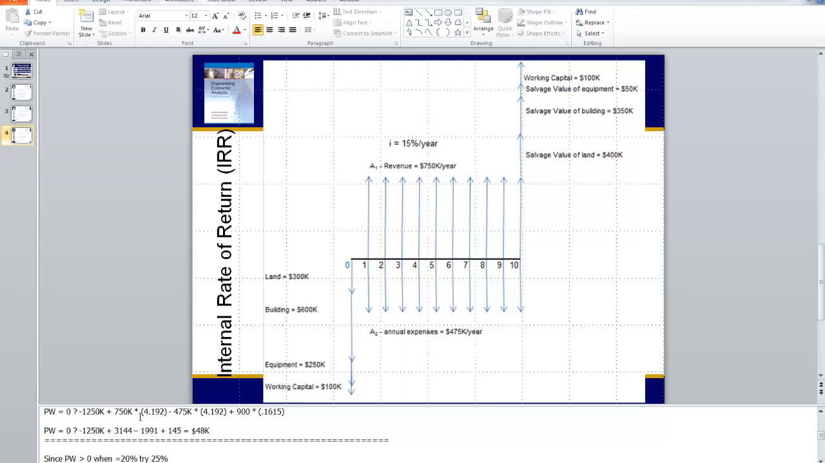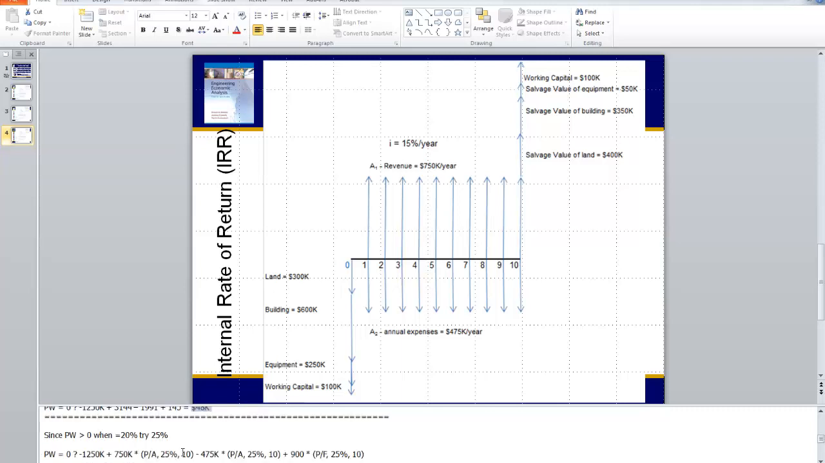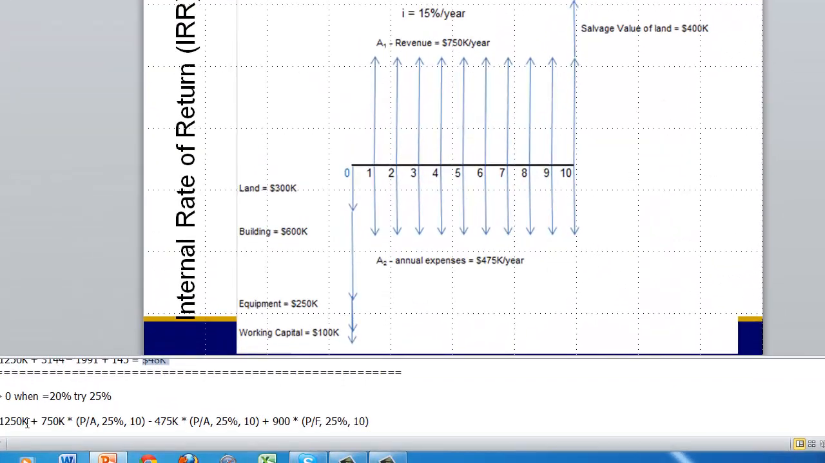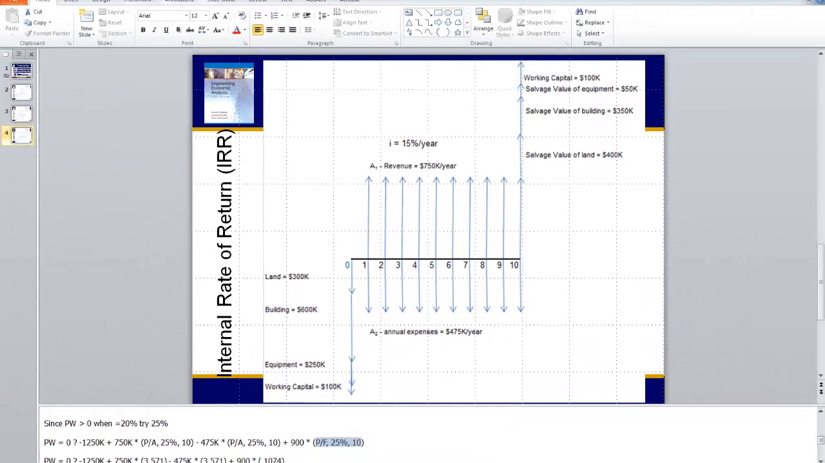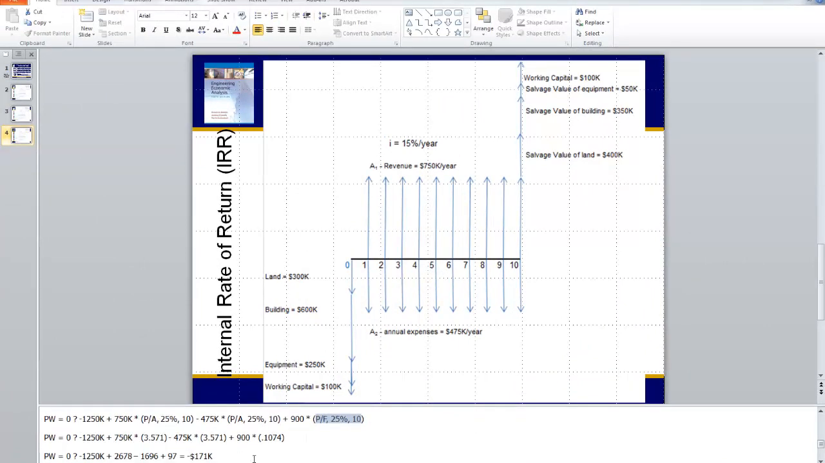So again, when the interest rate was 20%, the present worth was positive, so we know that we're returning more than 20%, so we're jumping up to 25%. Same criteria, same process as before. We have all our costs at time zero. We have our revenue annuity that we are going to bring to the present using 25%. We have our cost annuity that we are going to bring to the present using 25%. And we have our salvage value, our single payment out in the future, that we are going to bring to the present using 25%. So again, I go to the table and I find these values. And when I multiply that all out, I see it's negative $171,000.